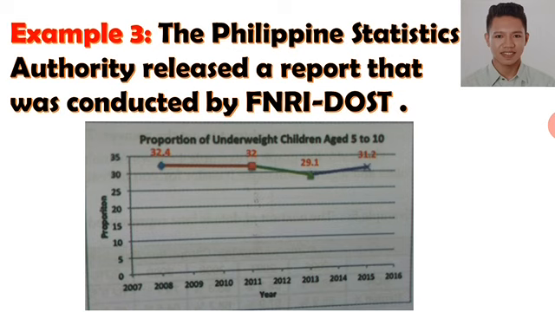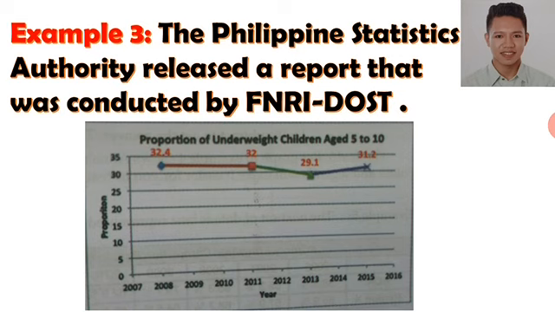The Philippine Statistics Authority released a report that was conducted by FNRI-DOST. You can see the table. The title of the graph is the proportion of underweight children age 5 to 10. The vertical axis is the proportion, and the horizontal axis is the year. Here are the questions that we need to answer based on this graph.